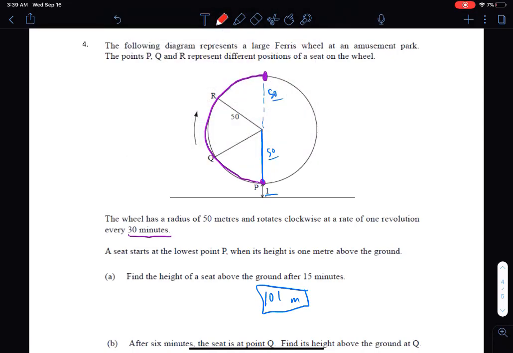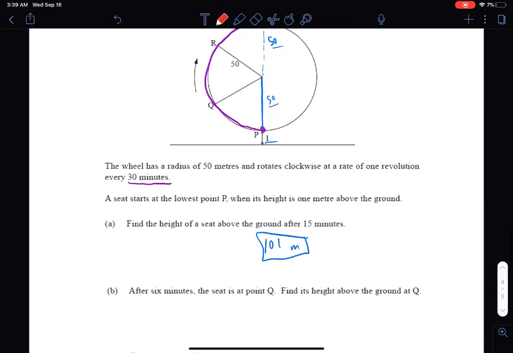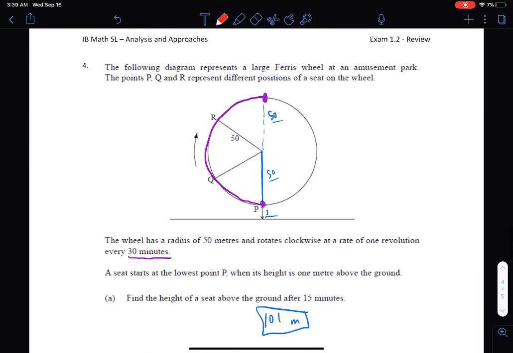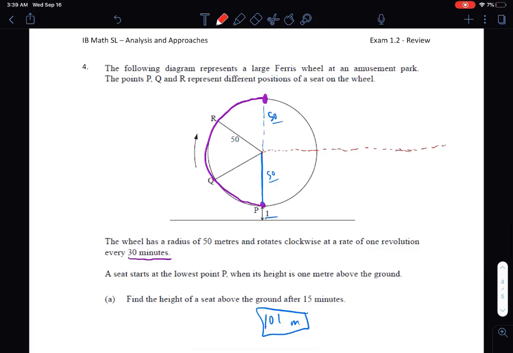After 6 minutes, the seat is at point Q. Find the height above the ground at Q. That's kind of a tricky question because it requires quite a bit of knowledge, but here's the deal. This is the middle of the graph. This is a circle that's rotating, so it's going to create a sine wave or a cosine wave. Technically, you could represent any sine wave as a cosine wave or vice versa, but it's going to create a wave. So that's the bottom, the middle, and the top of your wave.